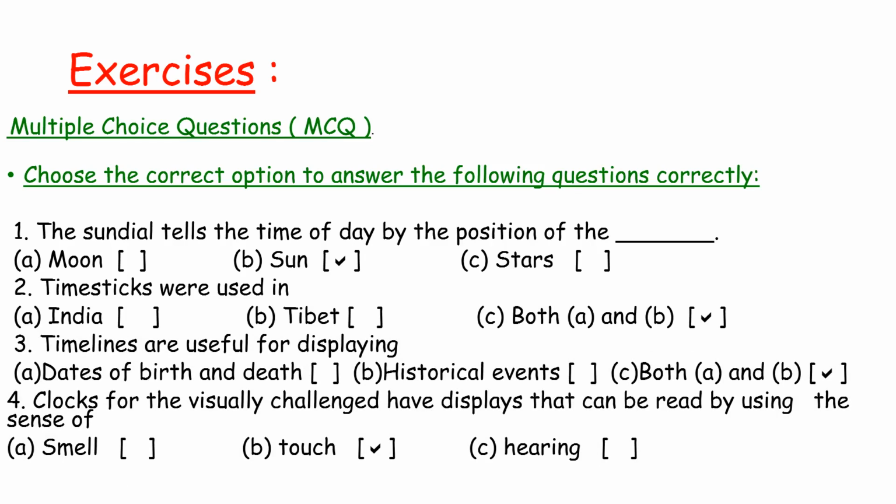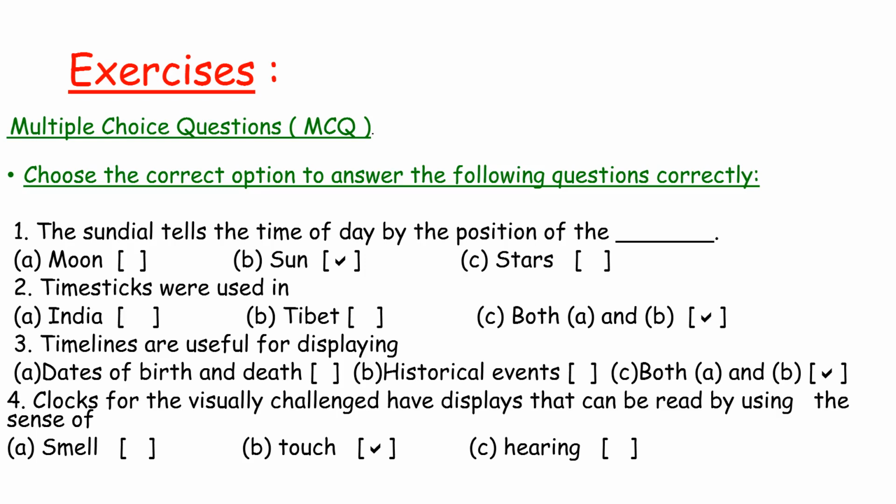After reading the chapter, now we will start the exercises. The first exercise is multiple choice questions. Choose the correct option to answer the following questions correctly. The first is, the sundial tells the time of day by the position of the dash. The options are moon, sun, stars, and the correct answer is sun.